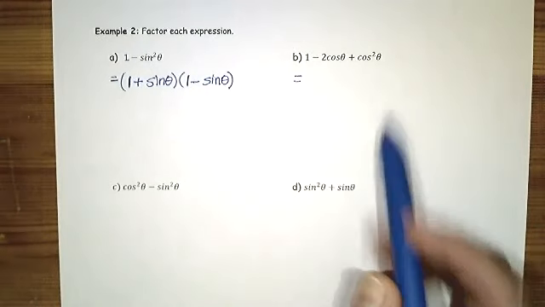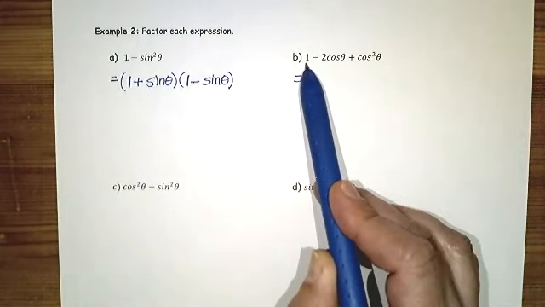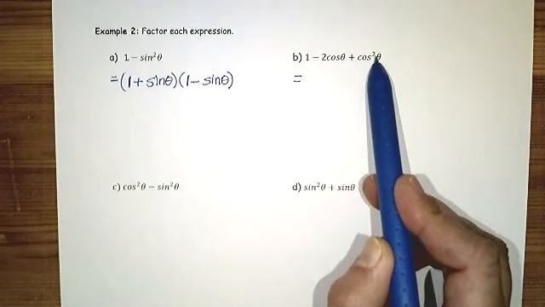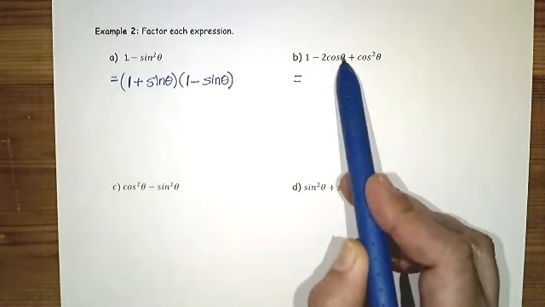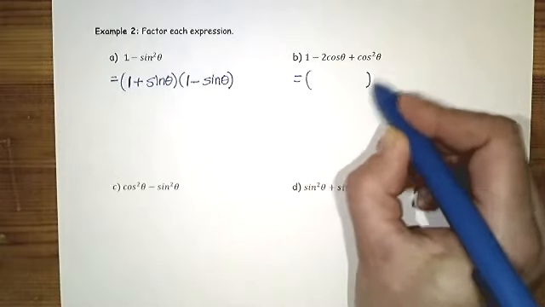The next example, remember you always look for a common factor. I don't have a common factor in this one, but I do have 3 terms, and it is a trinomial because I have a squared term, and then I just have the cos term, and then I have my constant. So I can factor this as a trinomial.